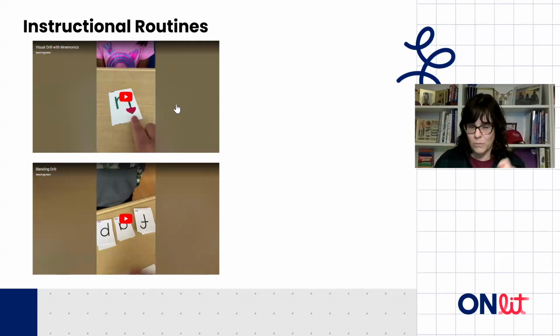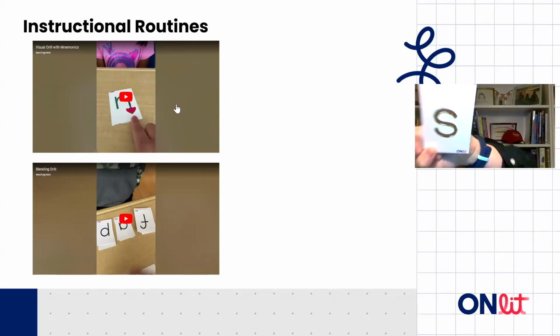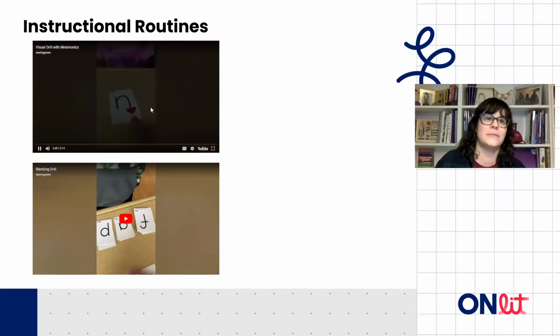So when we look at that, I'm going to show you a video of me doing a sound. This is back when we were working on getting each letter sound. And I'm actually using the mnemonic devices cards from ONlit. It had the card on one side and then it had an embedded mnemonic or a picture that shows what that sound makes.